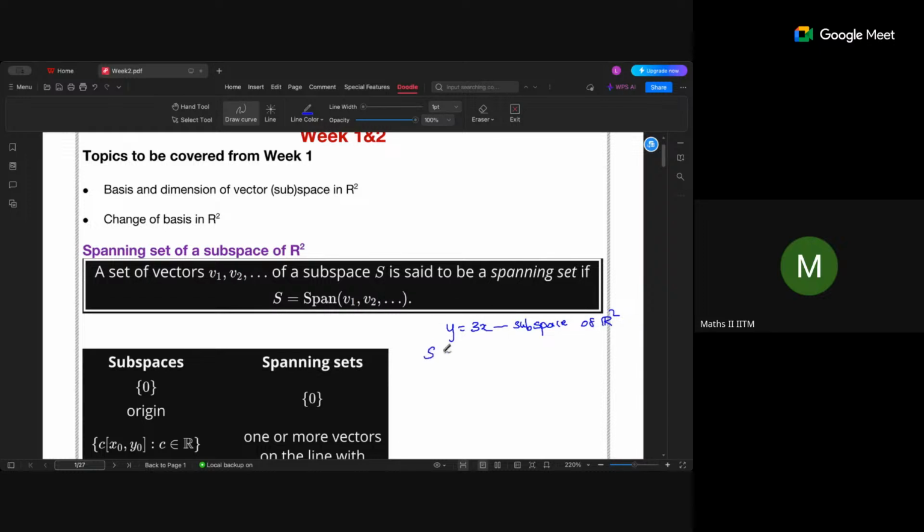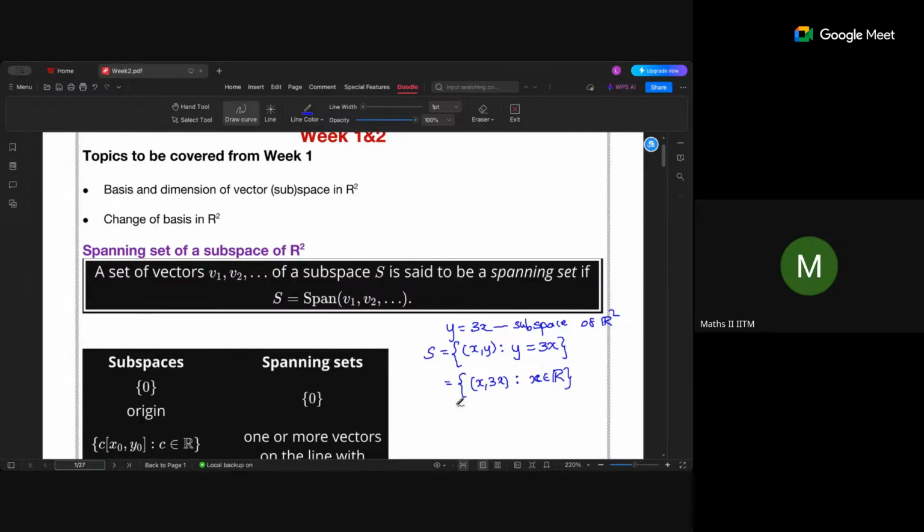So now my set S is the set of all (x, y) such that y is equal to 3x. This is my set. Now can you give some set of vectors which can span this set S? For example, if my x value is 1, what should be my y value if it belongs to S? 3. Yes, right. So in fact, I can break this down further and write it as (x, 3x) where x is in R.